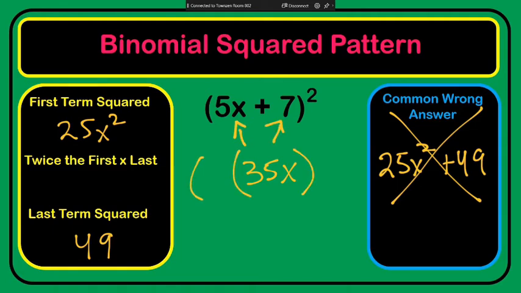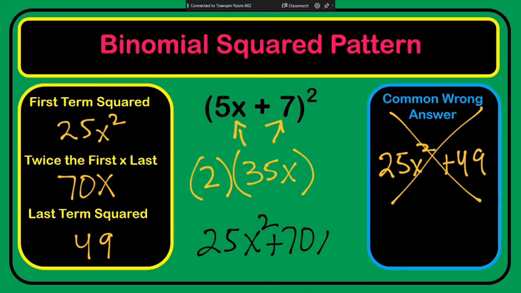But there's 2 of them, because if you remember back to when we were using a table, 2 of the boxes on the table were filled up with the same exact thing. So 35 times 2 is 70x. And so our answer on this problem would be 25x squared plus 70x plus 49.